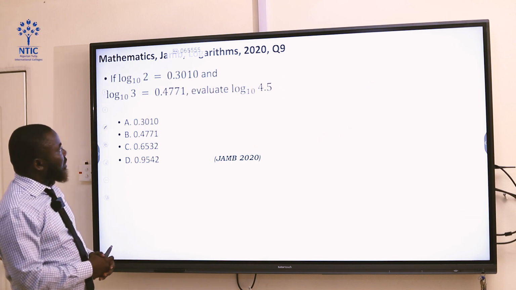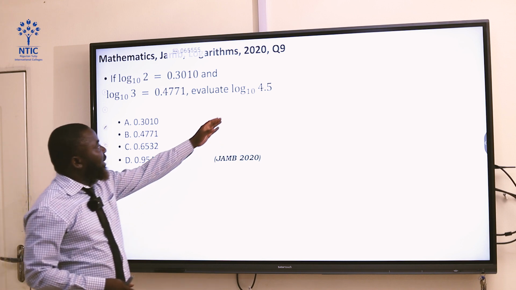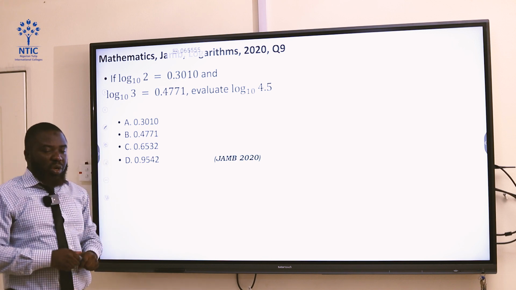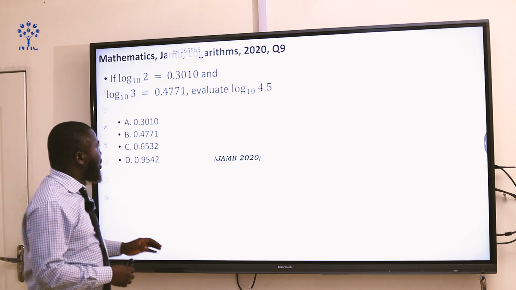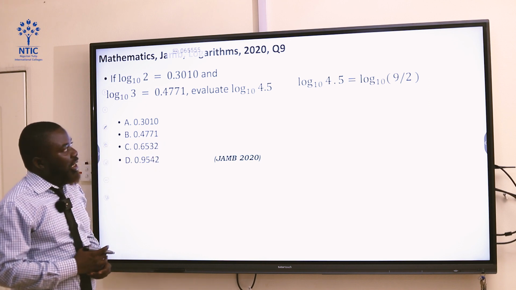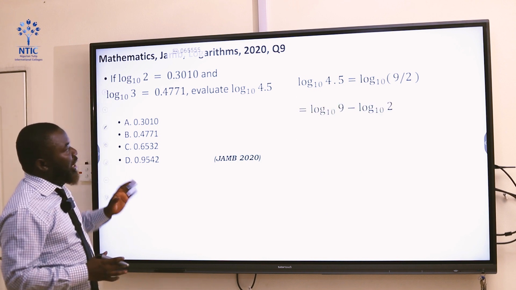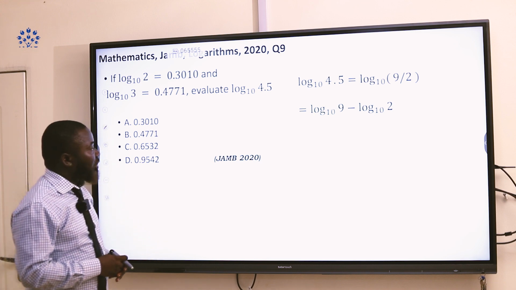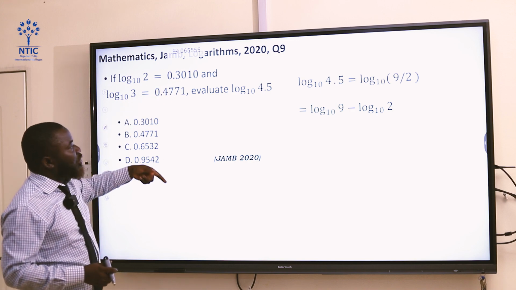Then the next question is a substitution question again. And here we are to evaluate log 4.5 base 10. So whenever you have decimal, the best thing to do is to convert it to fraction. So first of all, we are going to convert 4.5 to fraction, and that is going to give us 9 over 2. So we are going to now say log 9 minus log 2 using the subtraction law. Log 2 is given to us and log 3 is given to us.